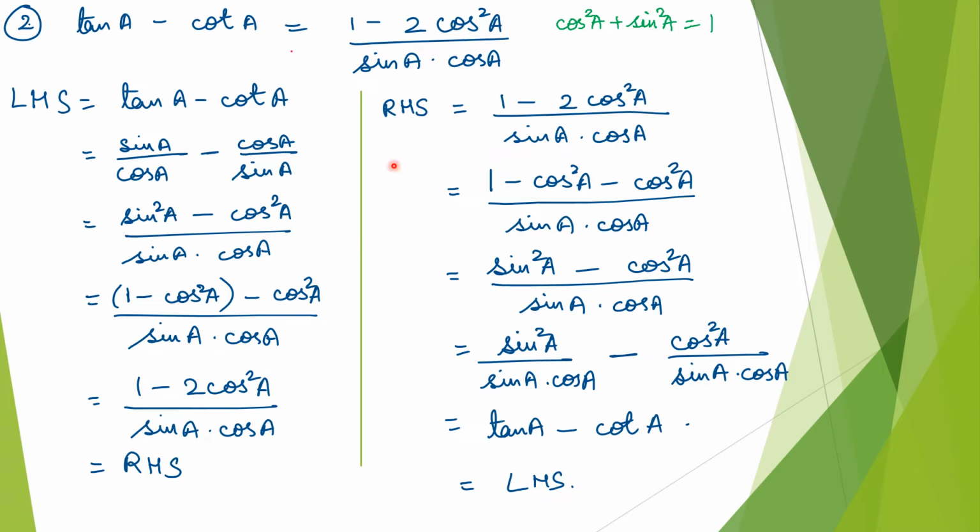So it's done. Suppose I decide to start from RHS. That is 1 minus 2 cos square A upon sin A cos A. What I am going to do now is this 2 cos square A, I am splitting it as minus cos square A minus cos square A. And now this 1 minus cos square A becomes sin square A. So I am getting sin square A minus cos square A. Because my denominator is only one value, I will separate it like this, and I got tan A minus cot A. This sin square A over here gets cancelled with sin A, cos square A gets cancelled with sin A. I am left with sin A divided by cos A, that is tan A, and cos A upon sin A. This will become cot A.